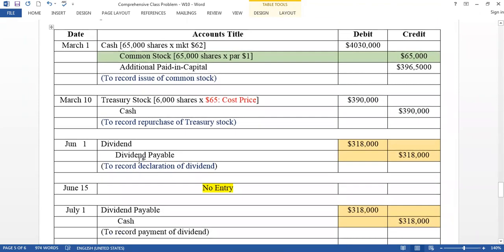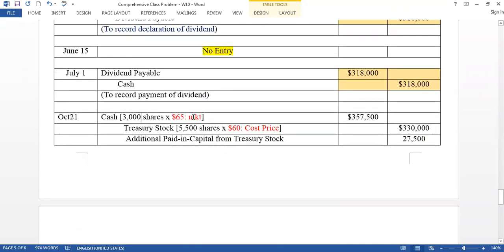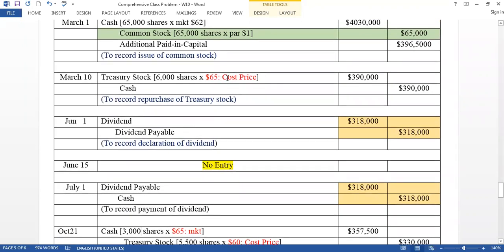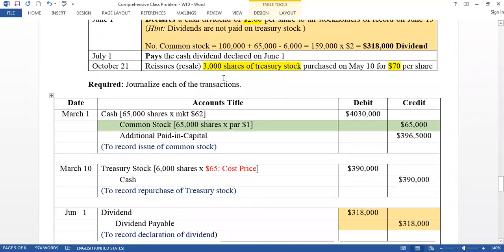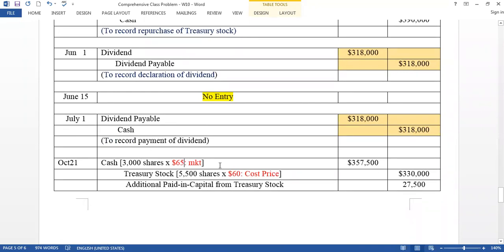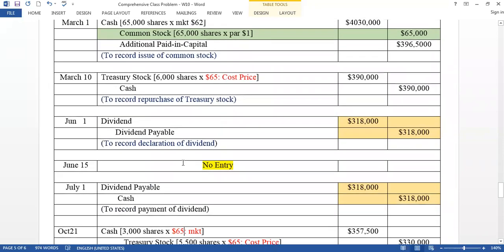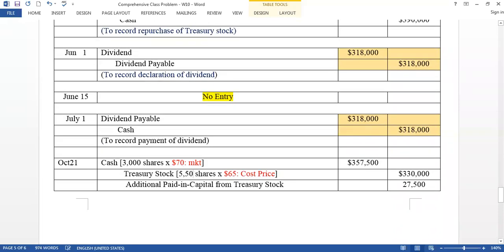Company resells 3,000 shares, and the cost was $65. Look, this is the cost, 65. You can see the cost was 65, but from market they receive how much? From market they receive 70. So they sell 3,000 shares of treasury stock. The cost price was $65, but from market they receive $70.